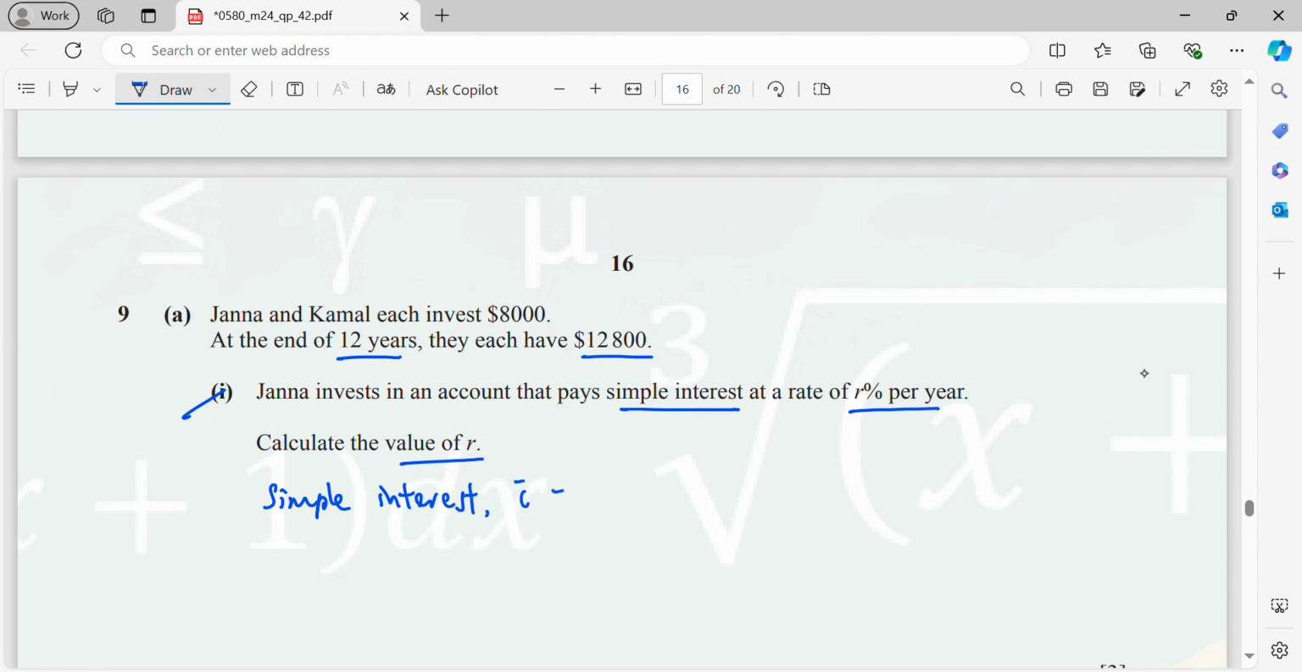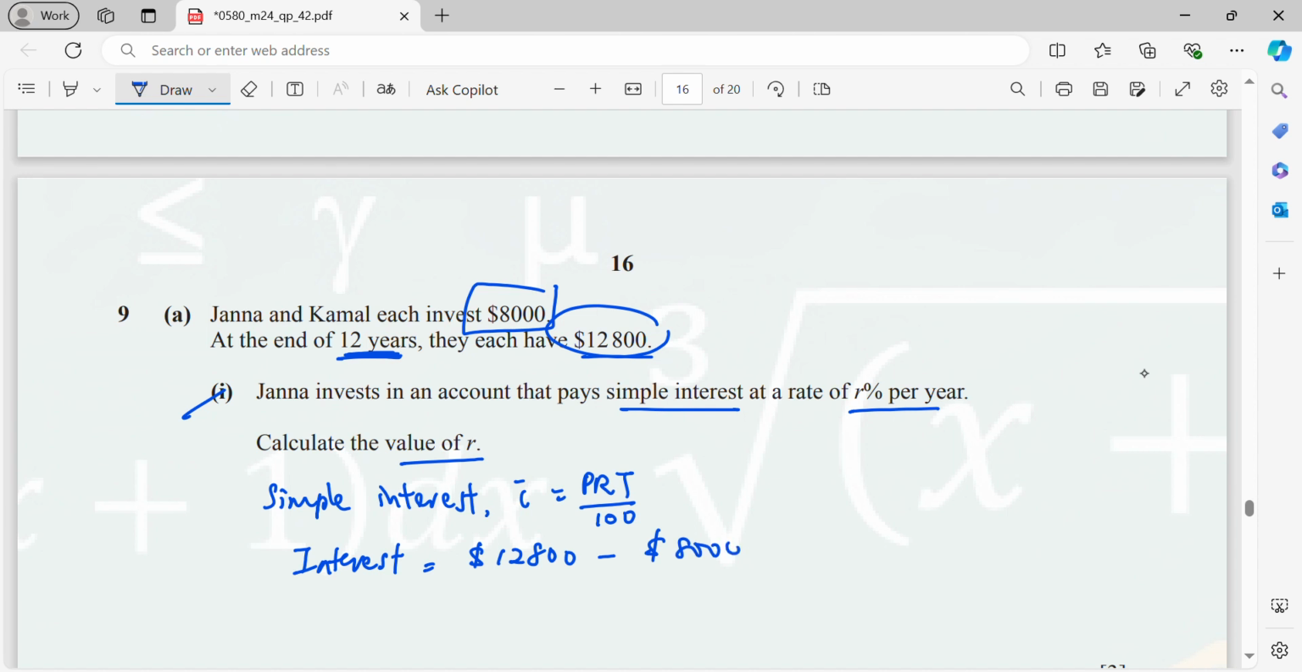I is PRT over 100. So the I is basically the interest. So from here, I will say the interest is, because at the end of 12 years, this is the total amount, meaning the investment, the principal amount, plus the interest. So the interest earned is basically 12,800 minus the 8,000. That is going to be 4,800.